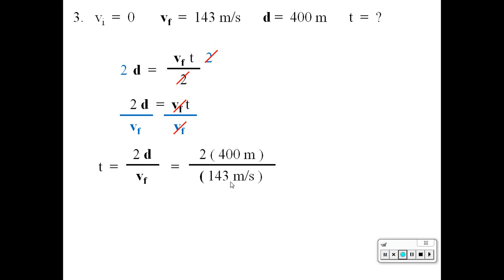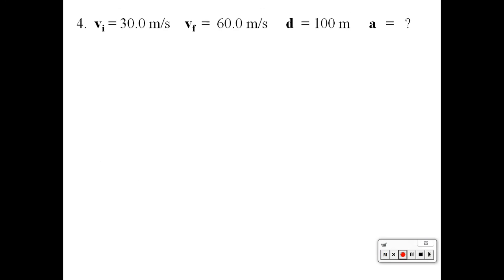Putting our numbers in, the meters here cancel out, and you could do a little algebra with your units here. This seconds actually ends up coming back on top. If it's in the denominator of the denominator of meters per second, you can prove algebraically that it will come back on top, and so your unit will work out to be seconds. And the number is 5.59.